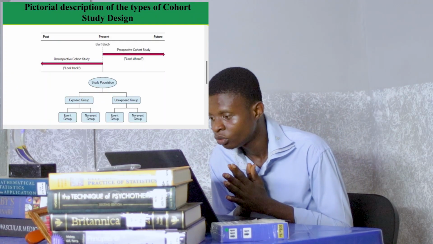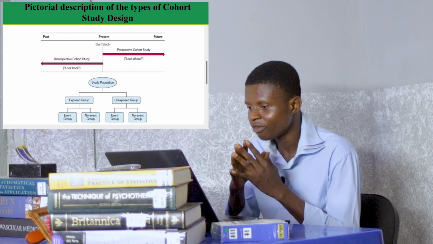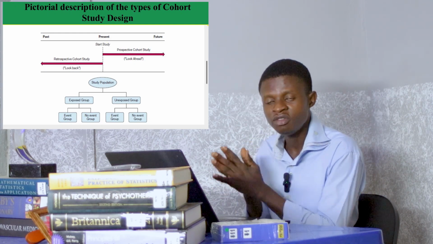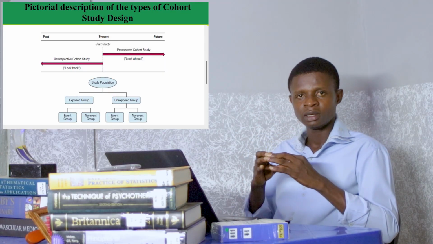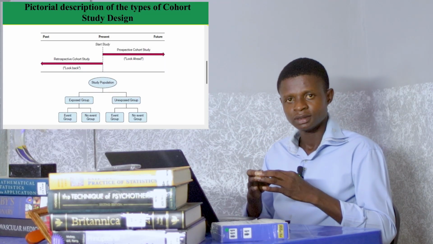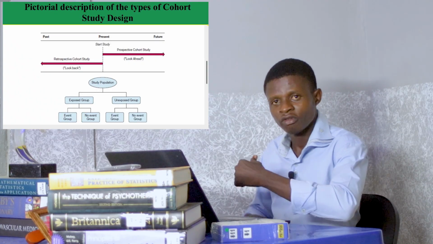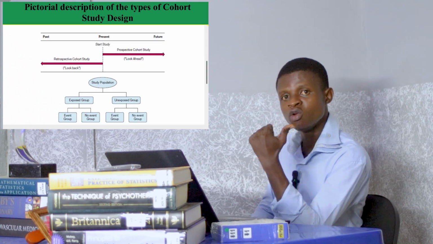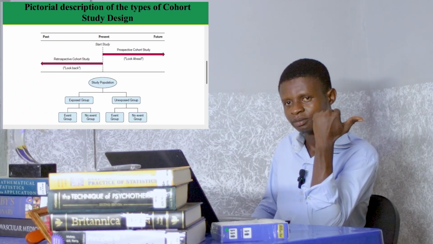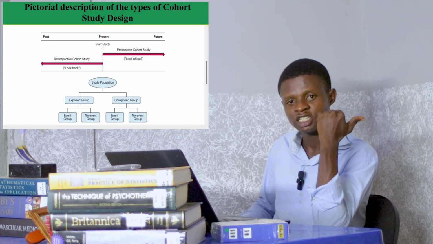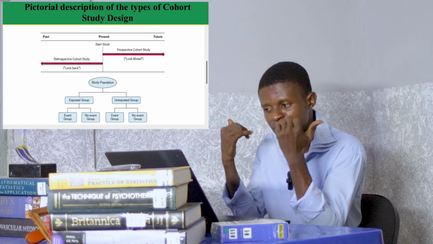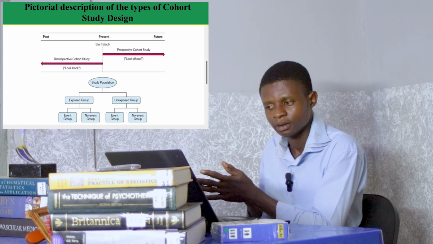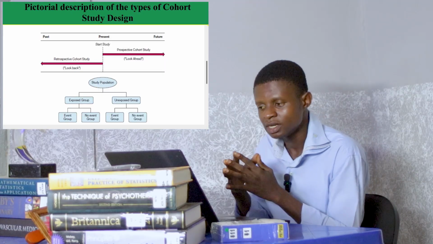So this is a pictorial representation of cohort study. We have the past, present, and then the future. Always the present is the start of the study. So for the past, it means that you are looking into the past for their previous exposures, and then the outcome in the present or in the future. So that is what cohort study is about.